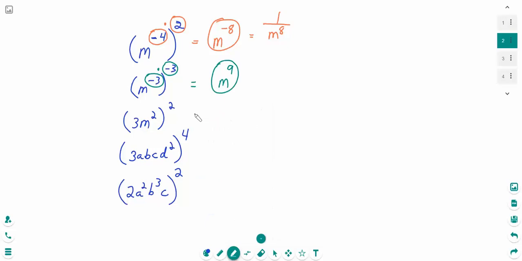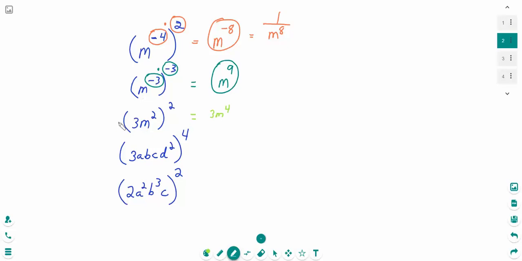This next one, we've got 3m squared raised to the second power. Now this one's kind of interesting because our coefficient isn't a 1 like it was in our other ones. Here we actually have a 3 as a coefficient. And we need to be careful here. The temptation may be to say, okay, we're going to take this 2 and multiply it by this 2, and we're going to get 3m to the 4th. That might seem to be the right path to go down. However, there's something that we're missing here, okay?